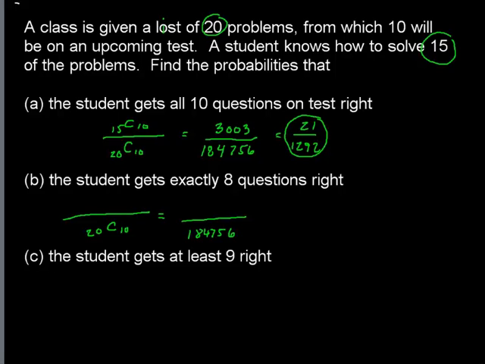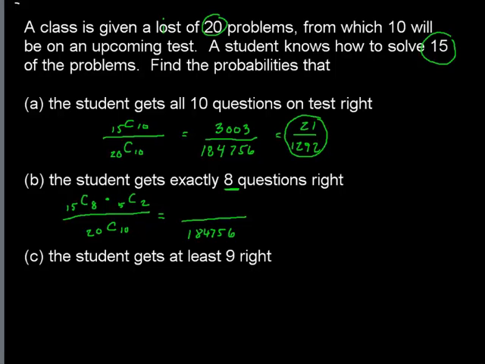184,756. Now, we want to get exactly 8 of the questions right. Well, that means of the 15 I know, I want to choose 8 of them. That way I know those 8. But what about the other 2 questions on the test? Of the 5 questions I don't know, I'm going to have to choose 2 of those.